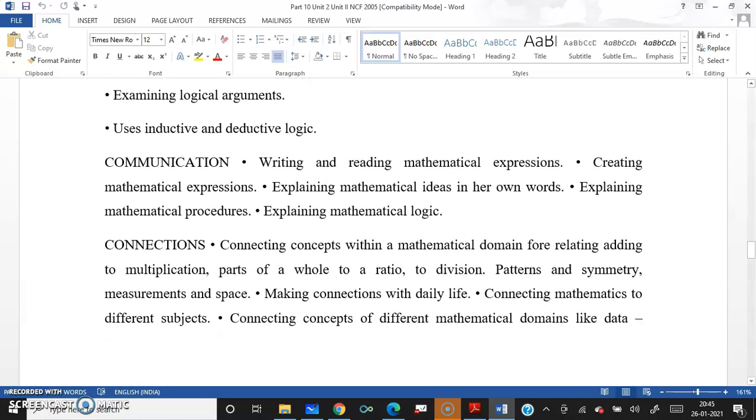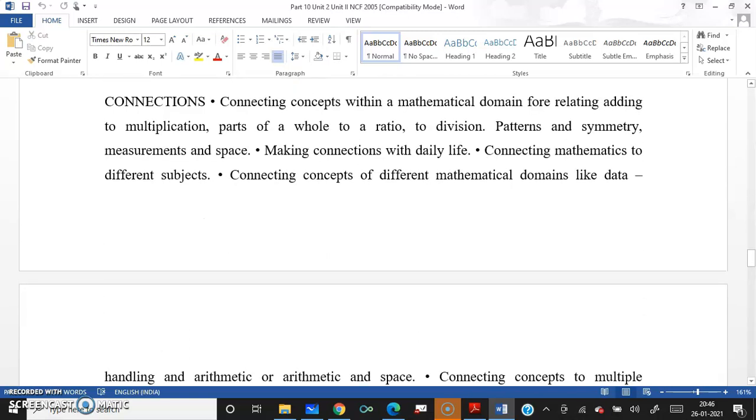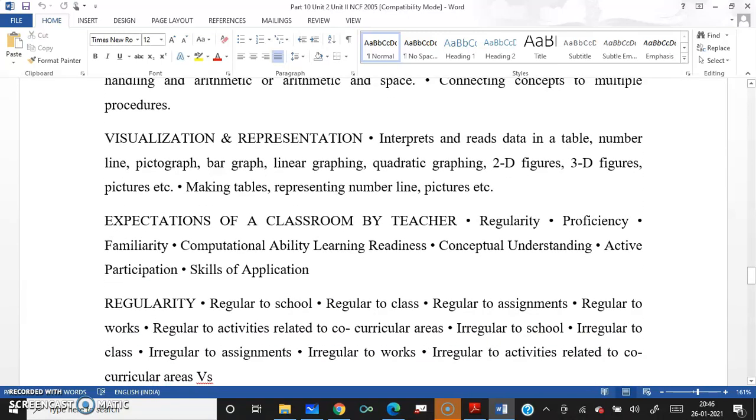Next comes communication. Writing and reading mathematical expressions, creating mathematical expressions, explaining mathematical ideas in your own words, explaining mathematical procedures, explaining mathematical logic. You should be in a position to communicate to others what you're doing. Then connections: connecting a concept with a mathematical domain, that is relating addition to multiplication, parts of the whole to ratio, to division. How you are going to do connection with patterns and symmetry, all these connections you should be in a position to do.